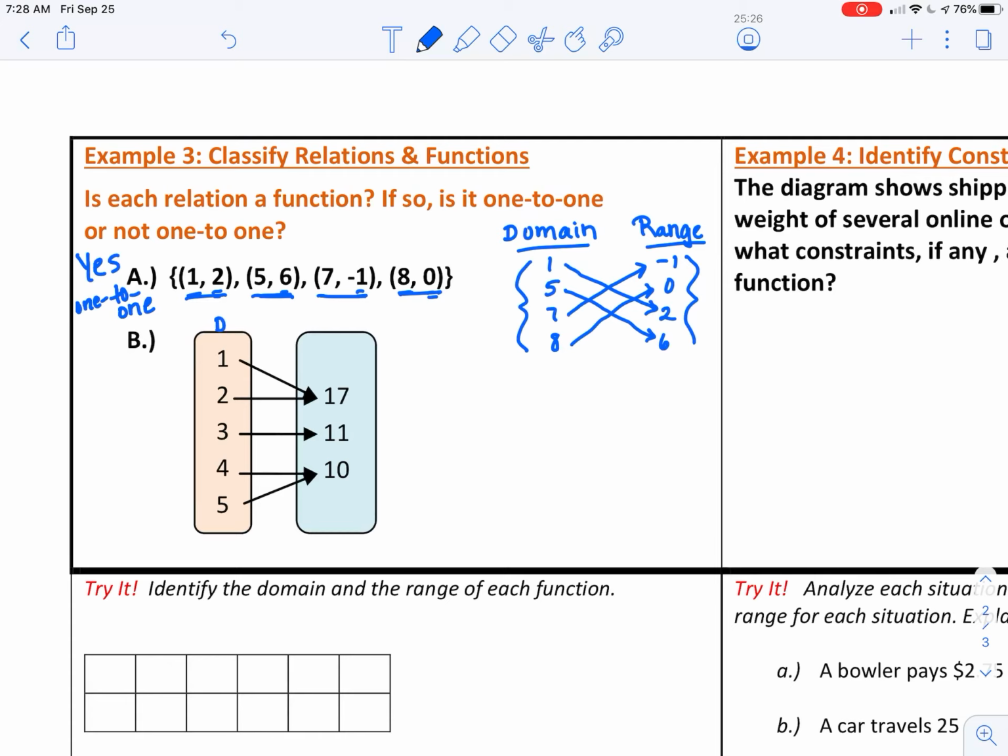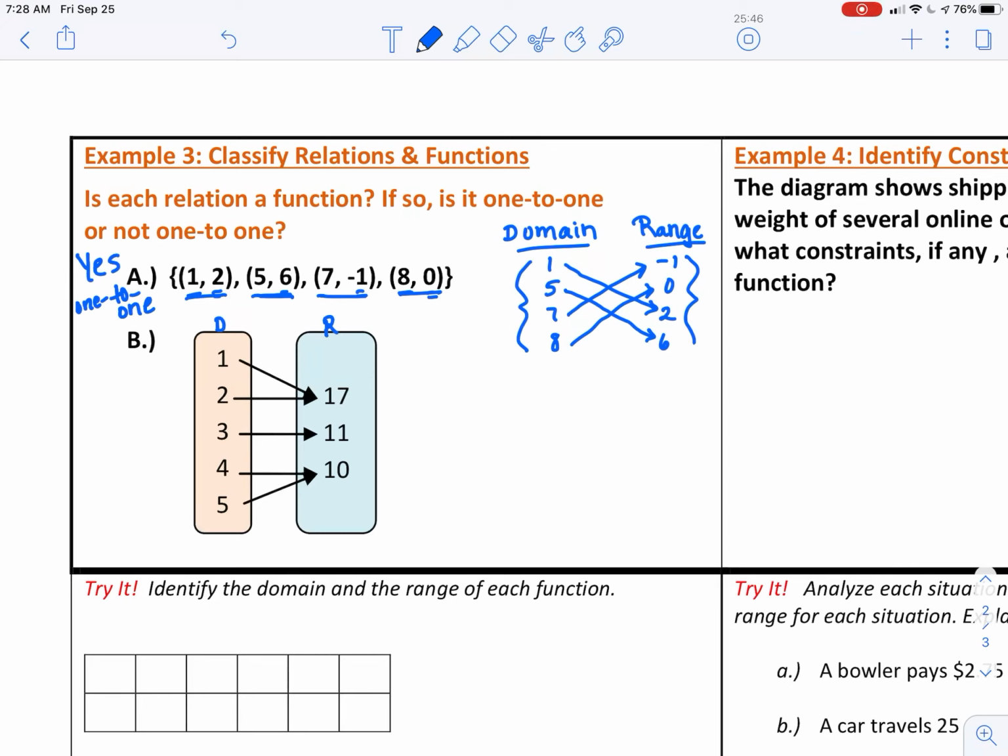So this is your domain and this is your range. In other words, your X values are your domain and your Y values are your range. And each one of these inside those boxes are called elements. So 1, 2, 3, 4, and 5 are elements of the domain, and 17, 11, and 10 are elements of the range.